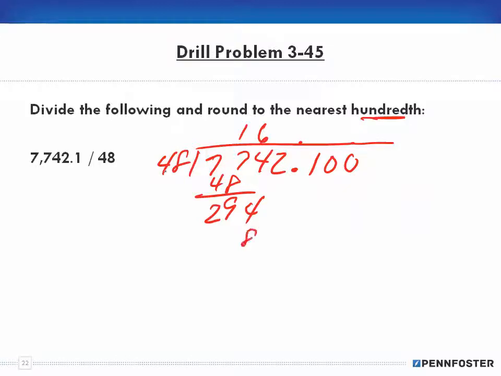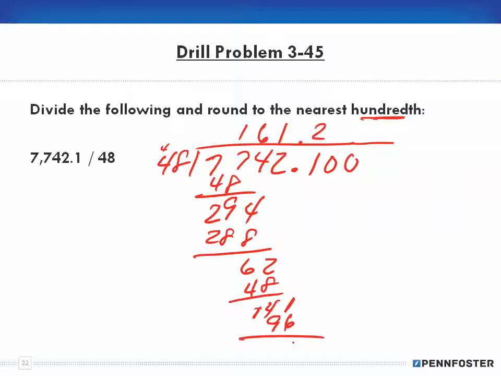So that's 48. 4, 24, 28. Good guess. 8 from 14 is 6. Bring down my 2. That's 1. That's 48. 14. Bring down my 1. 48 into 141, 2 times. So that's 96. That's 5 from 3 is 4. Bring down my 0.